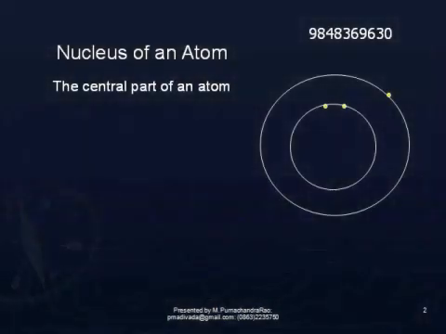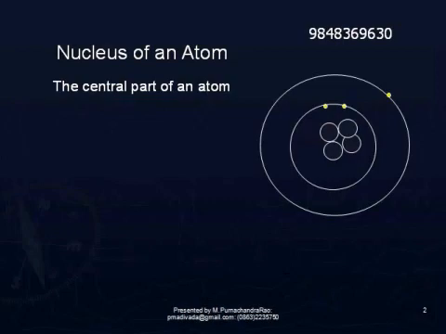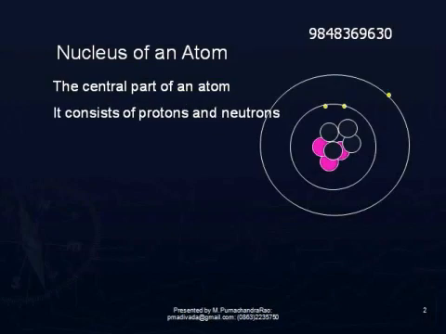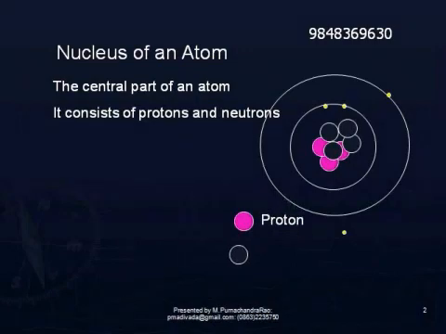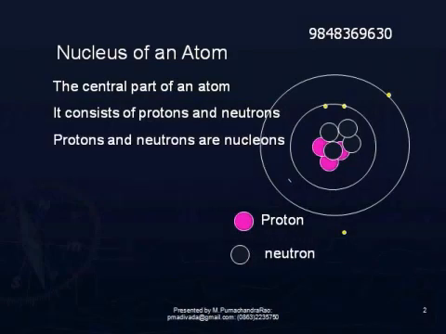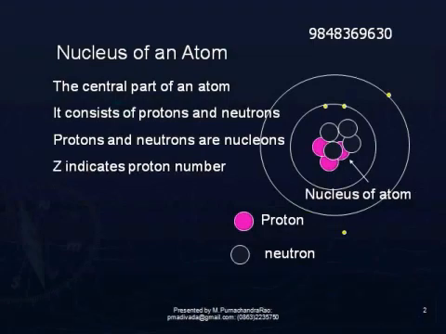Nucleus of an atom. The central part of an atom is called the nucleus. It is composed of protons and neutrons. Protons and neutrons together are called nucleons. Generally, we indicate the protons with the letter Z, and this is called the atomic number.